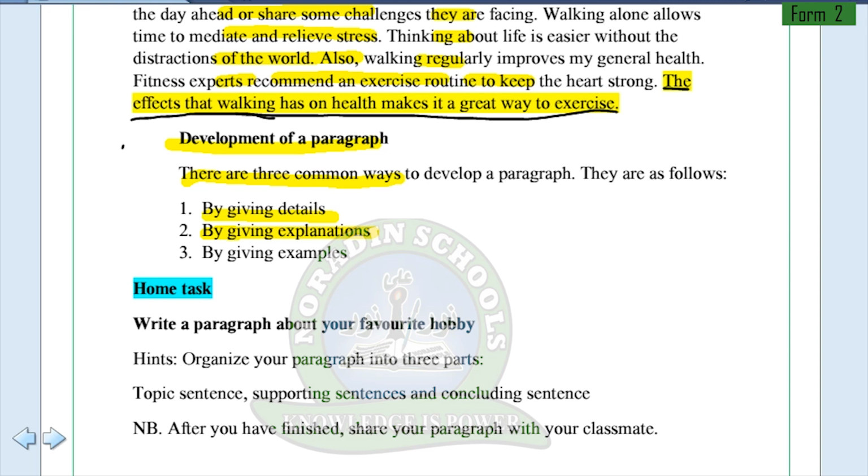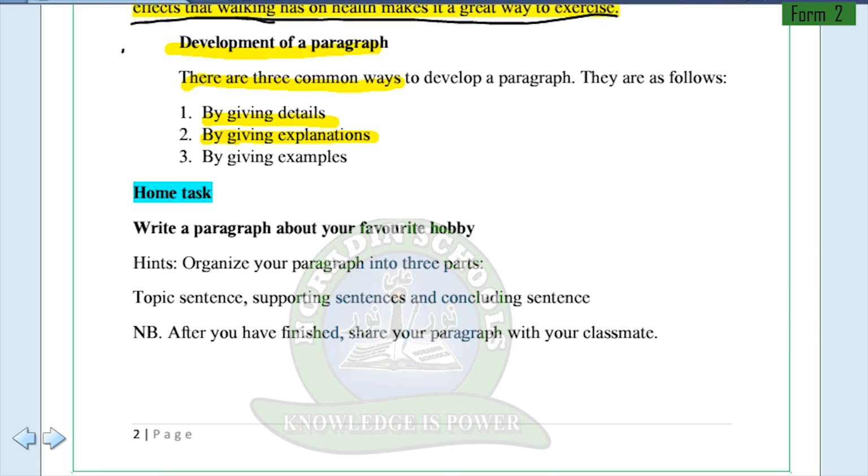In a nutshell, finally, we just want to do this task. Here is your home task. I want you to write at home, and also keep in mind these hints. Write a paragraph about your favorite hobby. Walking, we have seen walking. But here, I want you to write about your hobby. Maybe you love sports, maybe you love to hang out with your friends, or maybe you like football. Any hobby you love.